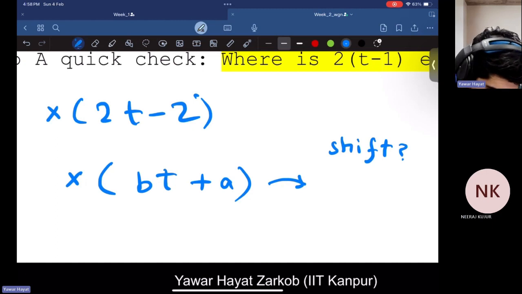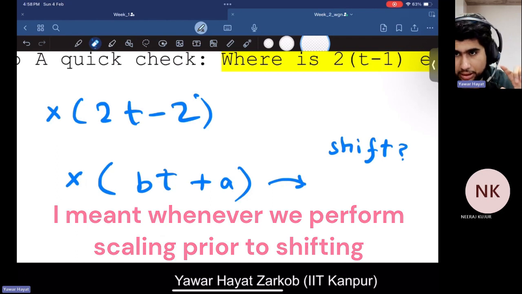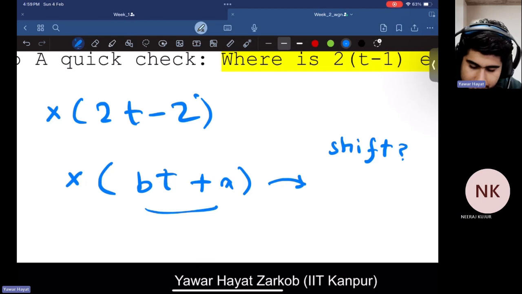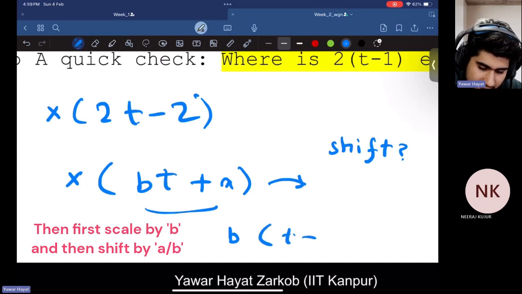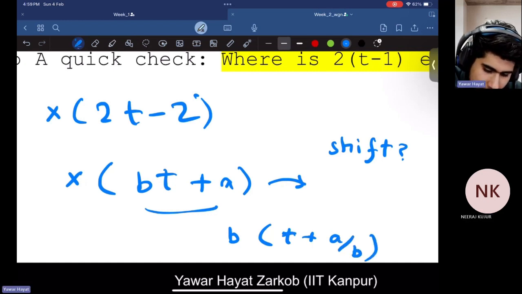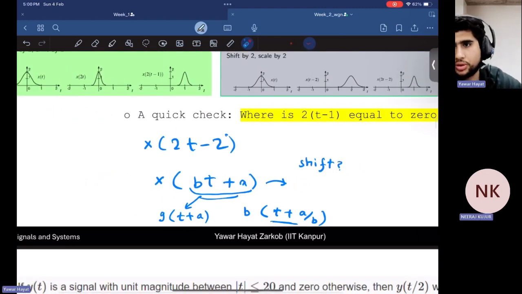Whenever there is a scaling operation, you need to be careful. The idea is the shift is in t, not in the argument, right? For that, what would you do? You would take b common and then you can write it as t plus a by b. Is this clear now? You will anyway get access to the recordings as well. You can go over it again if you have any doubt. I'm sure it will be clear.